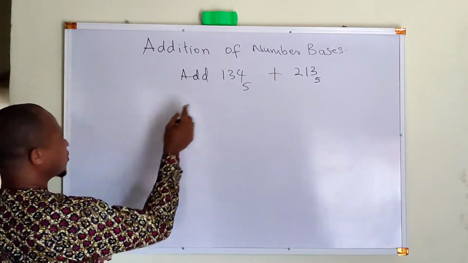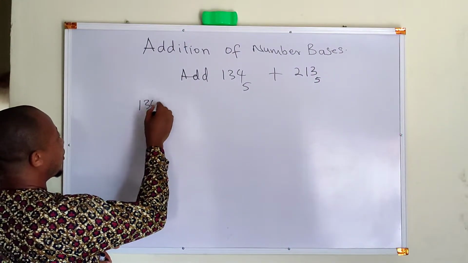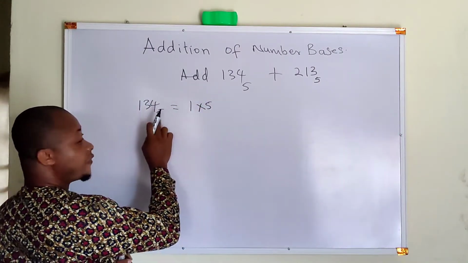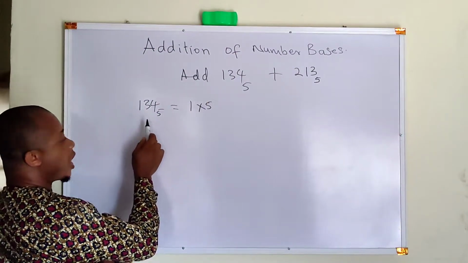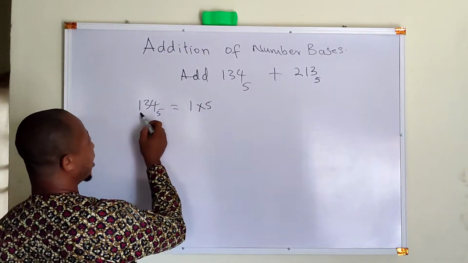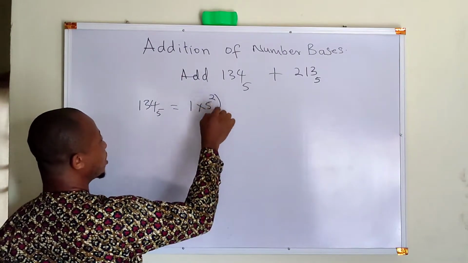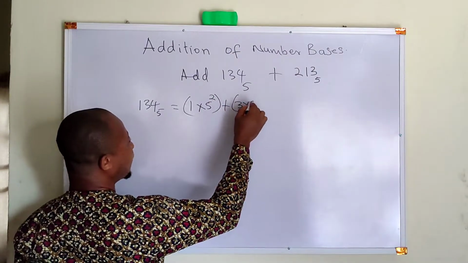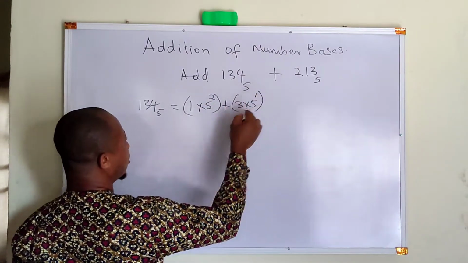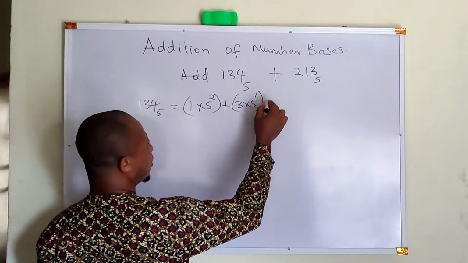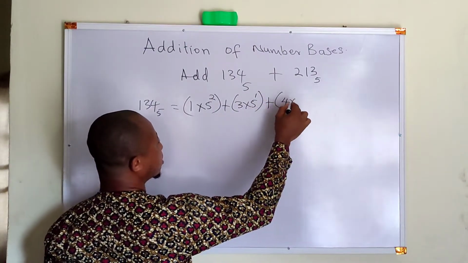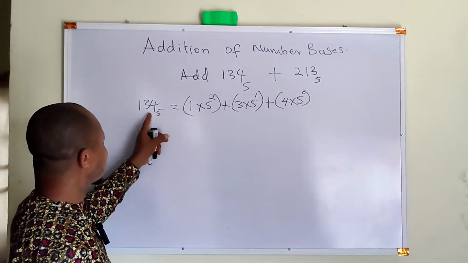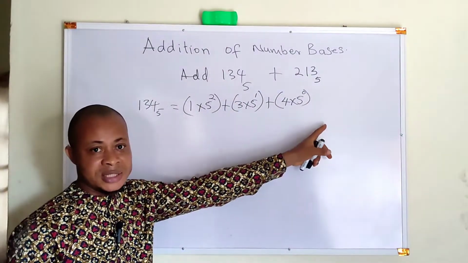Let's tackle this first. We say 134 base 5 equals 1 times 5, because 5 is the base, raised to power. How many digits do we have? We have 1, 2, 3 digits. So we have taken 1 out, it remains 2 digits. We put bracket plus the next one is 3 times 5 raised to power 1, because we have taken 3 and we are left with 1 digit, which is 4. Then plus the last one is 4 times 5 raised to power 0. Now we are converting this 134 to base 10 first, as I told you.